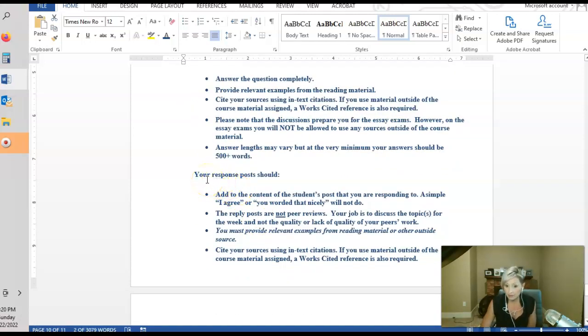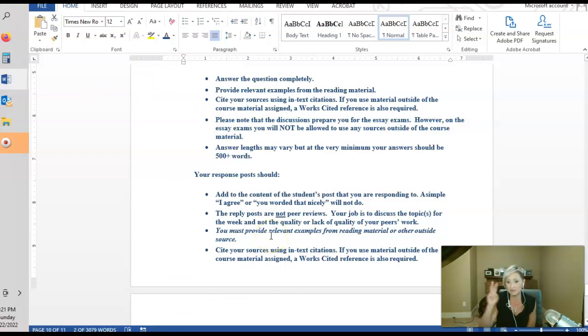So your reply posts. This is not a peer review. This is not an I agree or disagree with you. This is an opportunity to discuss the course material with your peers. So it's not an English class. We're not peer reviewing people's work. We're discussing key concepts, key ideas, bringing in additional material. We're having, hopefully, an ongoing discussion about what it is we're learning.